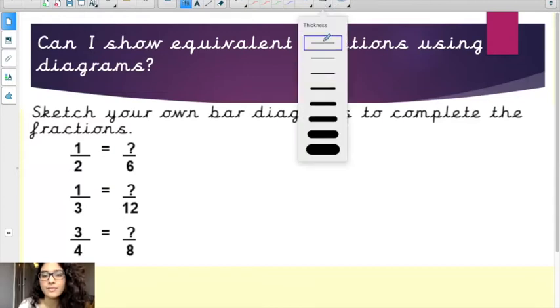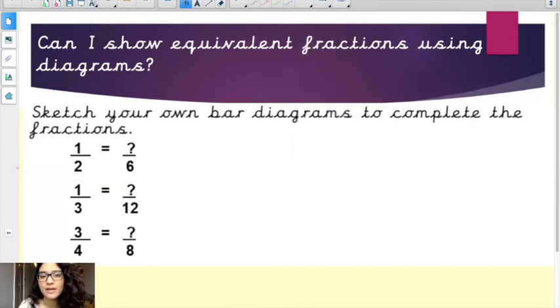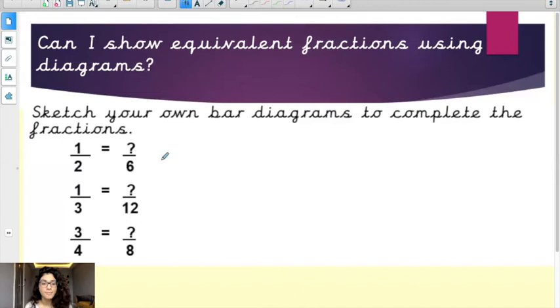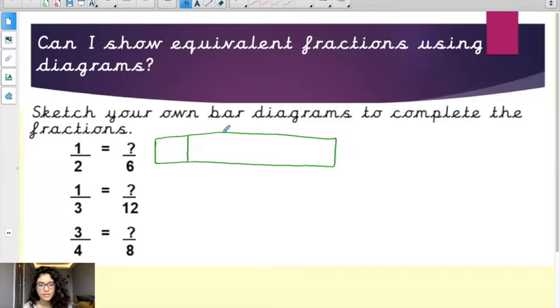Now let's have a go at doing this together. So I am just going to click on a color. We'll go for this one. So I'm going to draw my bar just like this. I really wish I had a ruler, boys and girls, but it is what it is. So 6 parts. 1, 2, 3, 4. So let me just check if I've divided into 6 parts like I meant to. 1, 2, 3, 4, 5, 6.